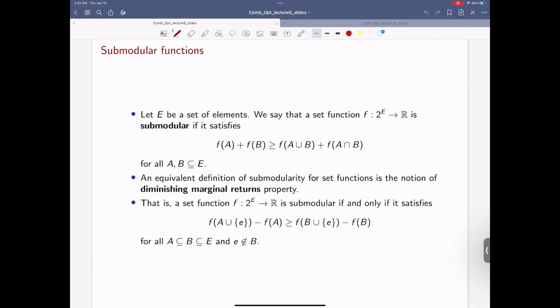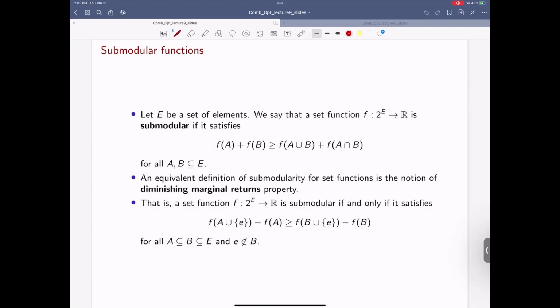We have a set of elements. If you imagine combinatorial optimization problems, E stands for the set of edges. In the matching problem, we were picking a subset of edges which satisfy certain conditions. In general, we can define any set of finite elements, and a set function basically takes a subset of this element set E. For example, you can take two subsets A, B of the element set.